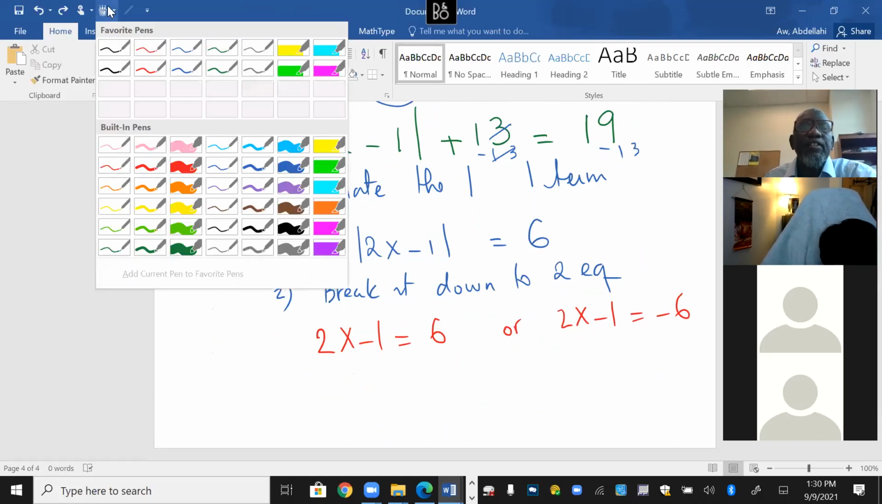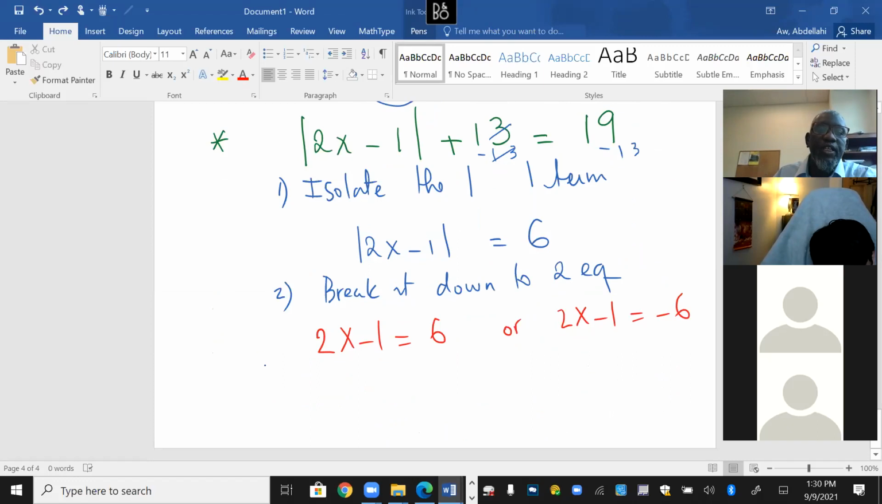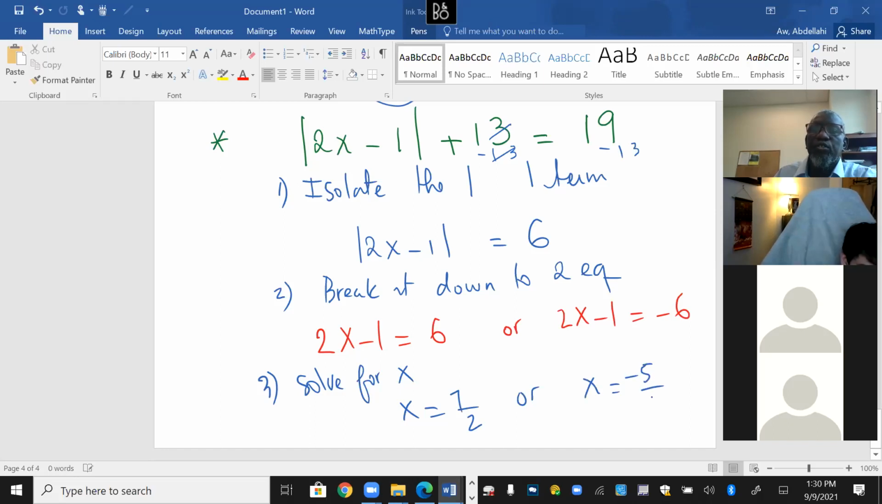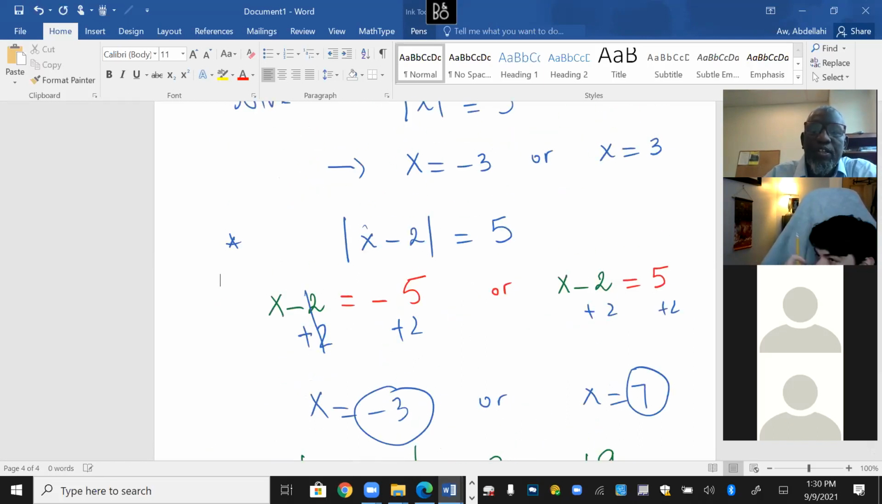And now we have to solve for x. So x equals 7/2, or x equals -5/2. Sorry, because you have to add 1 and divide by 2. Everybody see that, please? Okay, so that is how we solve a general absolute value equation.